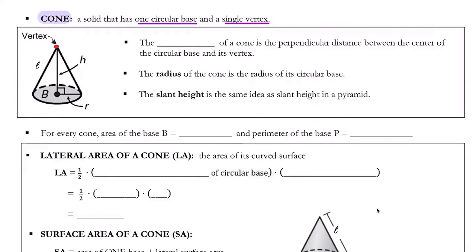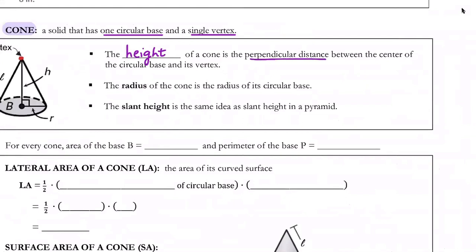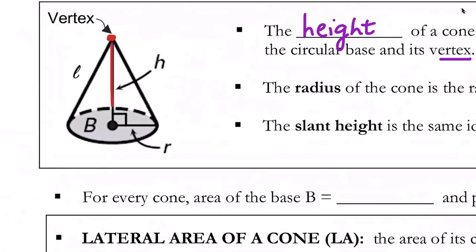Terminology first. The height of a cone is the perpendicular distance between the center of the circular base and its vertex. Just like before with a pyramid, the height is literally the drop in altitude from the vertex. It hits the center of the circular base, and that's your height.